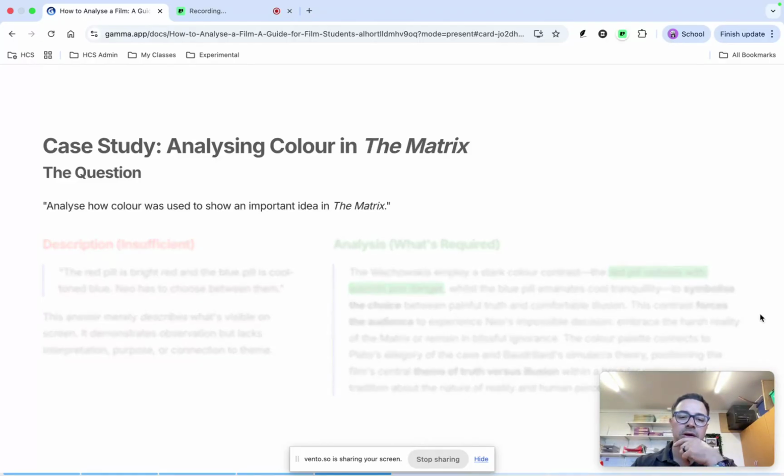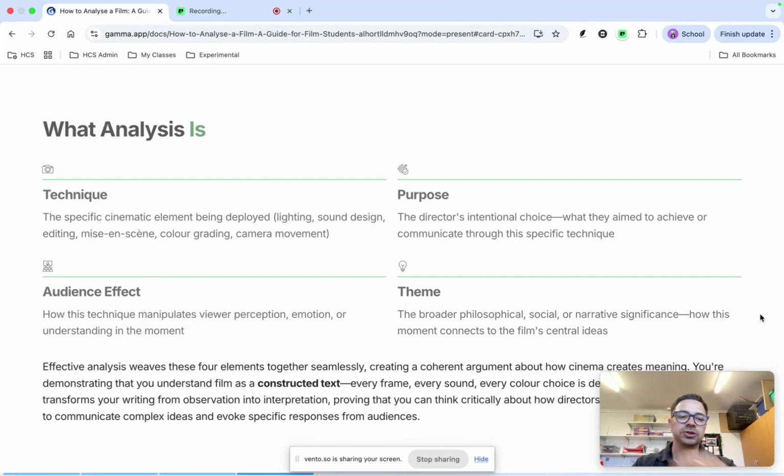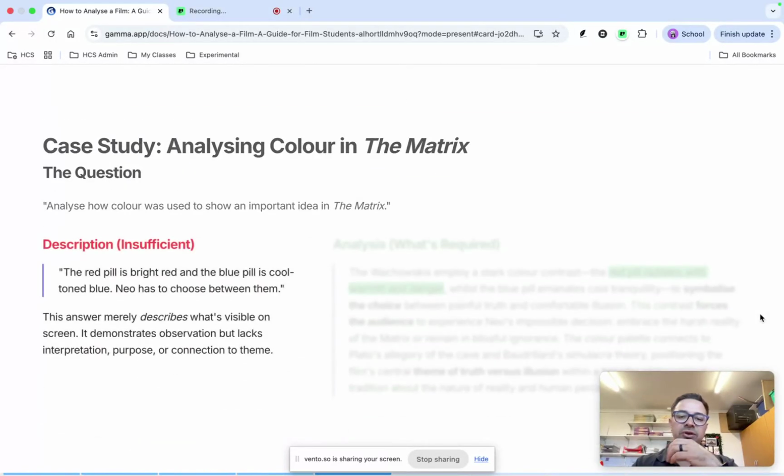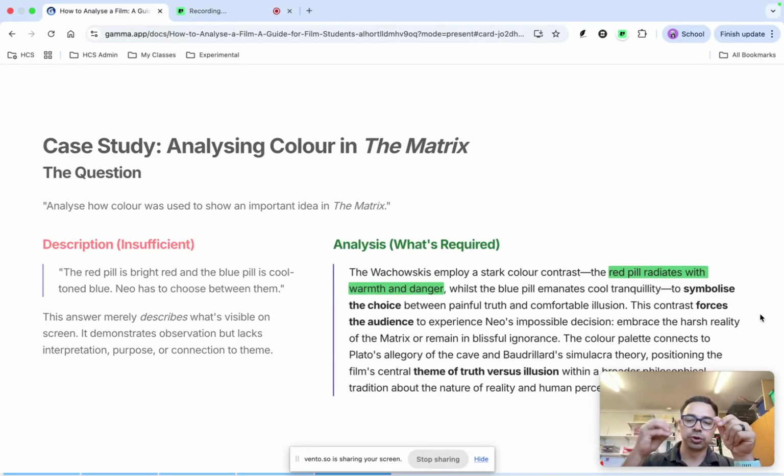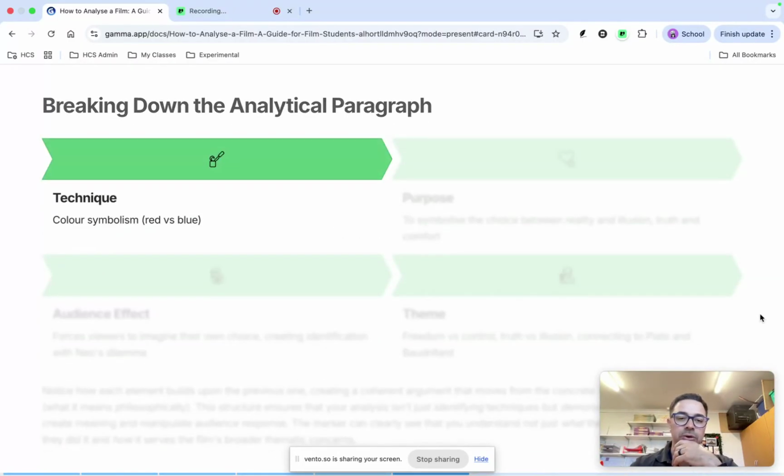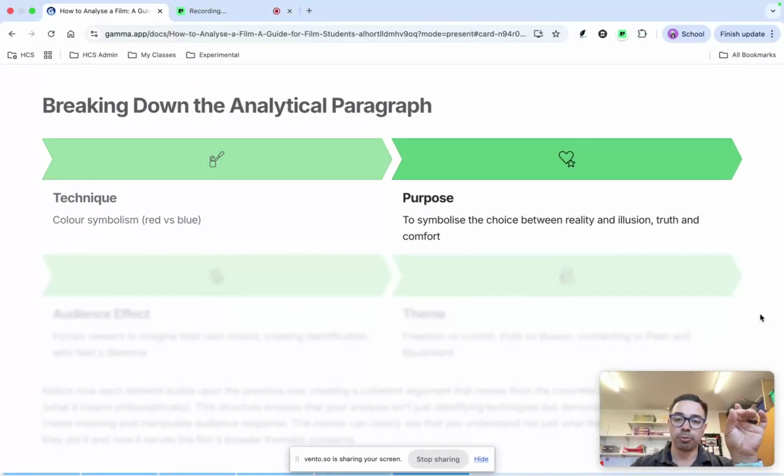So what we've done there is we've gone back to each of these and we've used all of these elements in having one moment where this would be one point. Obviously more would need to go into it, but this would be one point where we would be analyzing, bringing in those elements so that we can actually answer the question. Okay, so if we have to break that down, the technique we're discussing is color symbolism. The purpose, okay, to symbolize, the Wachowskis created this. Their purpose was to symbolize the choice between reality and illusion, or truth and comfort.